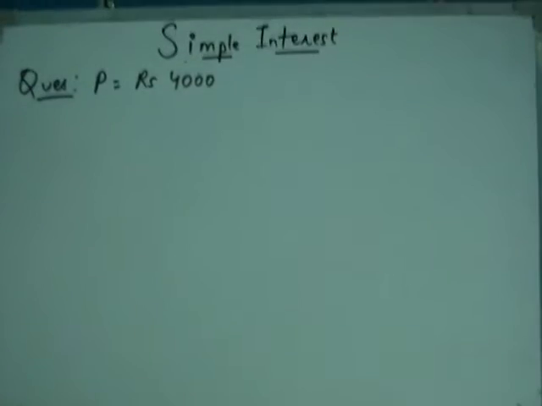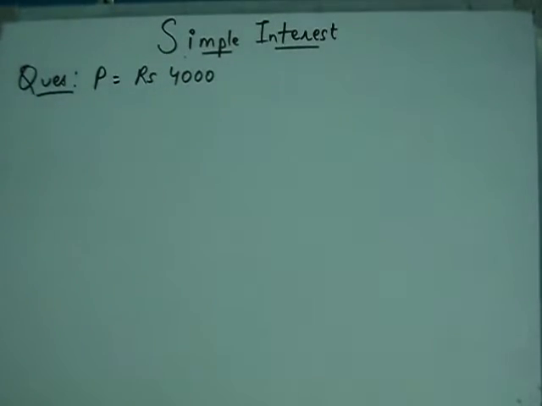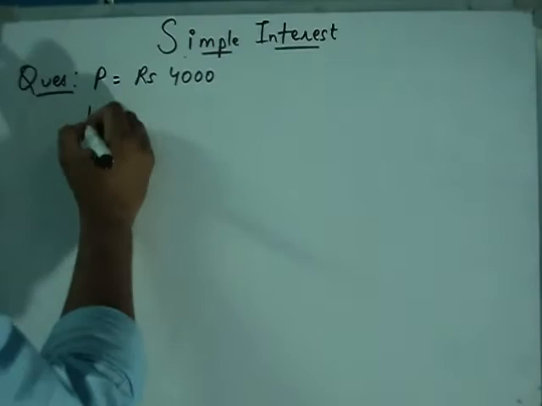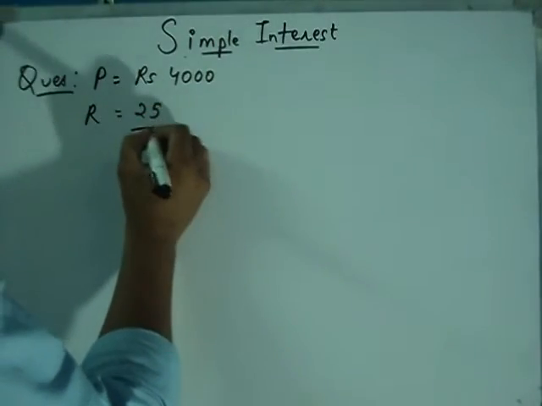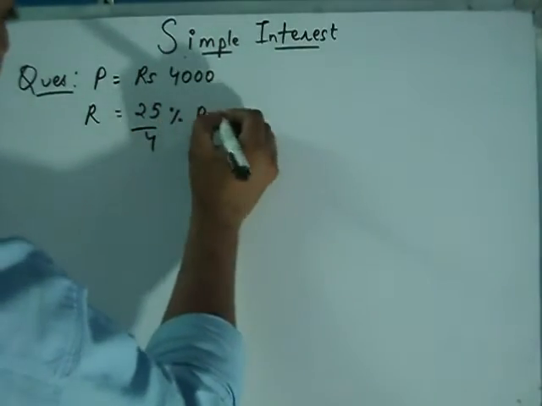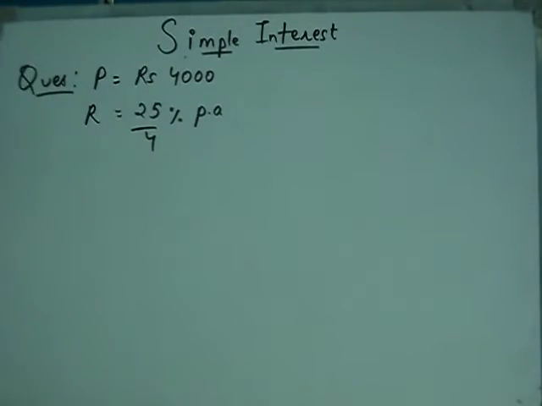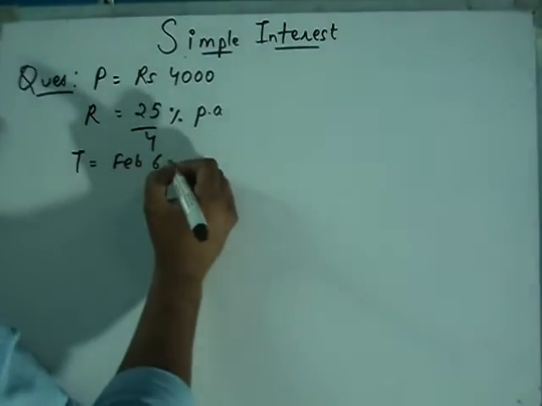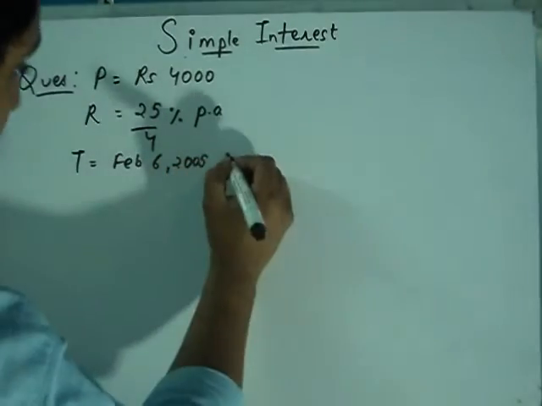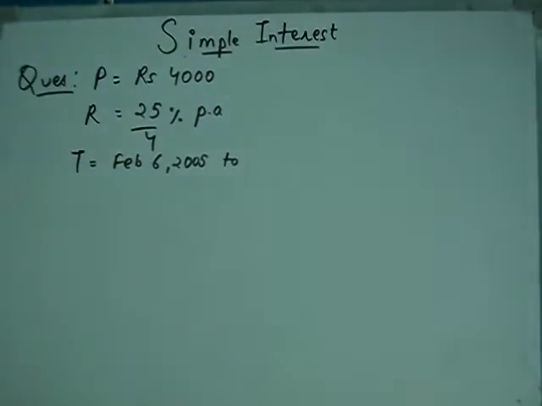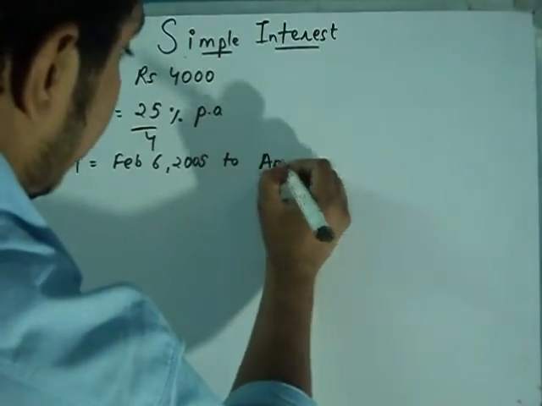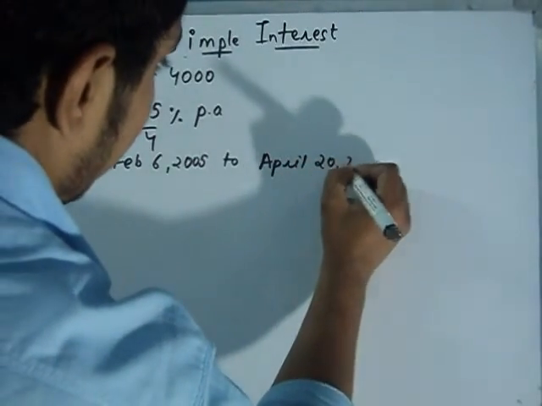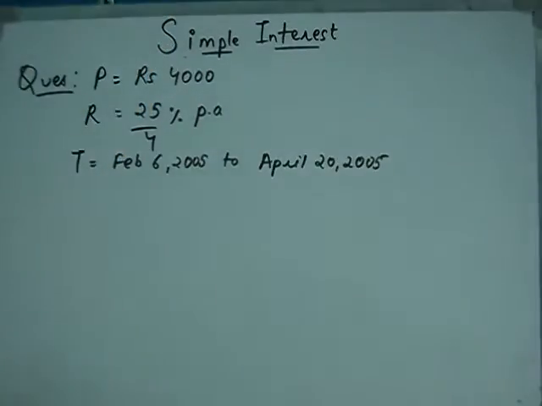Principal is 4,000 and our other values are: rate of interest is 25 divided by 4% per annum, and time is from Feb 6, 2005 to April 20, 2005. In that case, we are going to calculate the number of days between Feb 6 to 20 April.